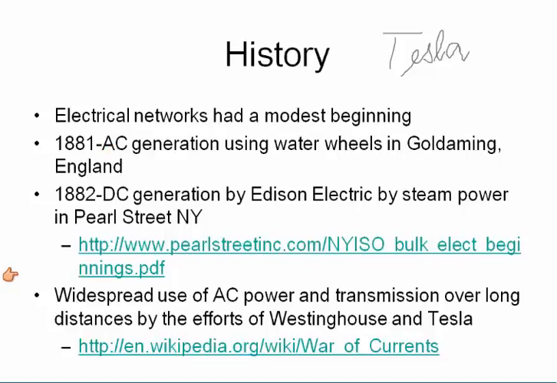So there is a PDF document here on some information on the Pearl Street plant. And in terms of the war of currents, widespread use of AC power and transmission over long distances is due to the efforts of Westinghouse and Tesla. So there is a link here on the war of currents, which also gives you some background between DC and AC.